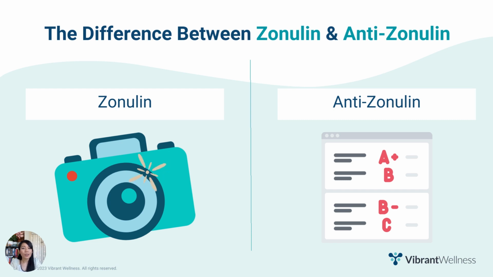What's the difference between zonulin and anti-zonulin? Zonulin is a signaling protein, and anti-zonulin is an antibody. Zonulin provides feedback of a snapshot in time, whereas anti-zonulin is like a report card. When we develop antibodies to zonulin, it provides evidence that we've had chronically elevated levels of zonulin in the past.